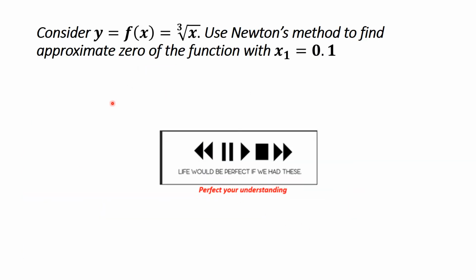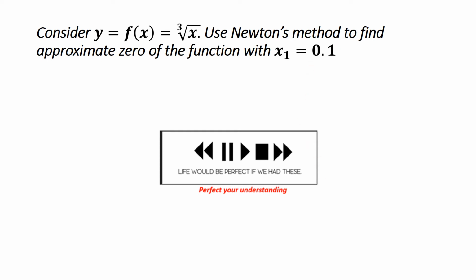Okay, let's do another example. I want you to consider f of x equal the cube root of x, and use Newton's method to find the approximate zero of the function for x1, your initial value, equal to 0.1. You know what to do.